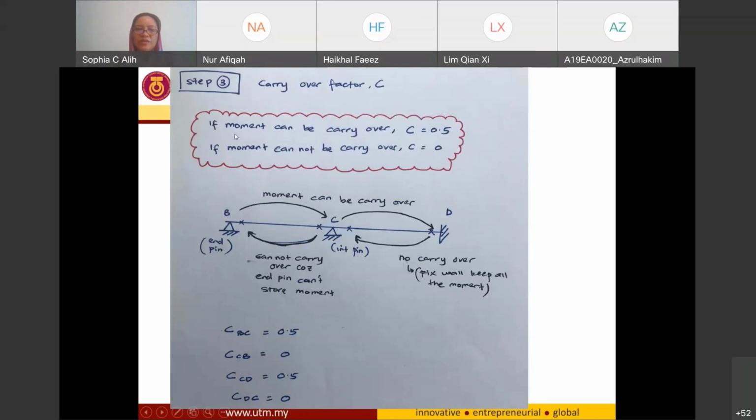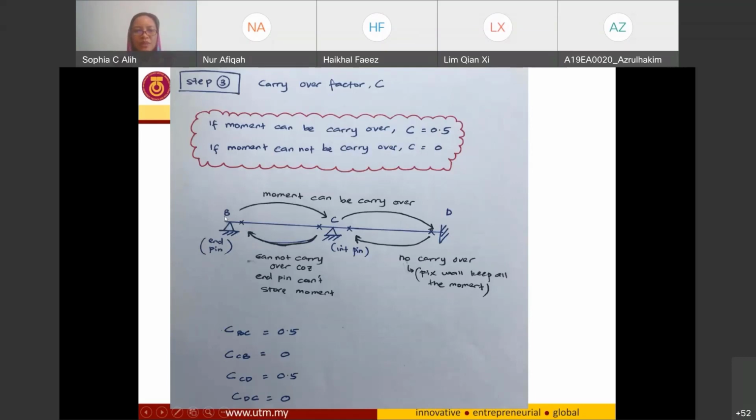Is that if the moment can be carried over, C will be equal to 0.5. And if the moment cannot be carried over, C is going to be equal to 0. Now, what does it mean? If I have an end pin, I have a continuous beam which is supported with an end pin at the end, an intermediate pin, and also a fixed end at the other end of the beam.